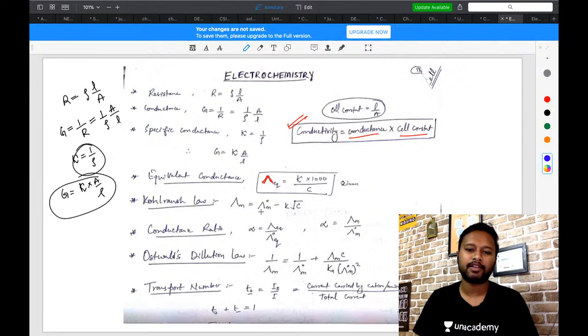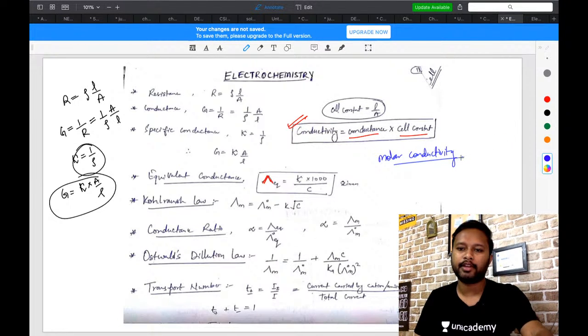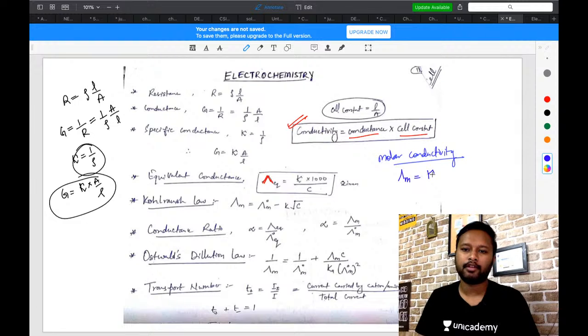So c is the concentration, lambda naught m is the molar conductivity at infinite dilution, and lambda m is molar conductivity. Okay, there is one more term called molar conductivity, and this can easily be denoted by lambda m, and lambda m will be written as kappa into 1000 upon concentration, which should be in molarity.